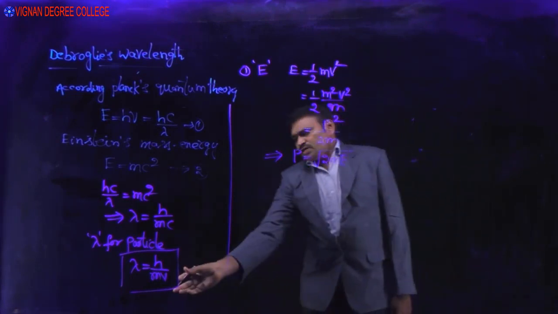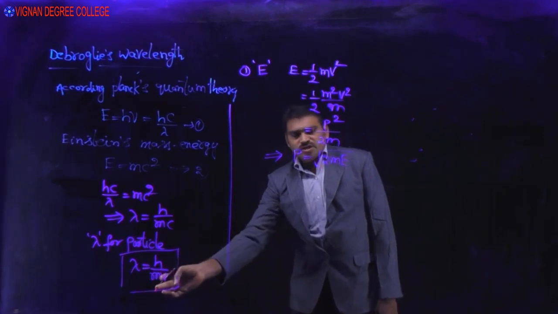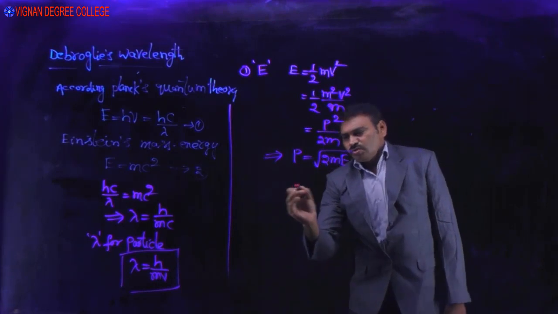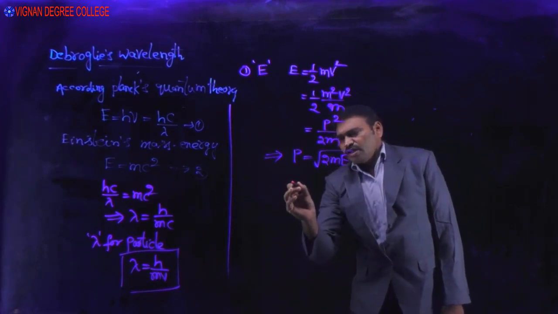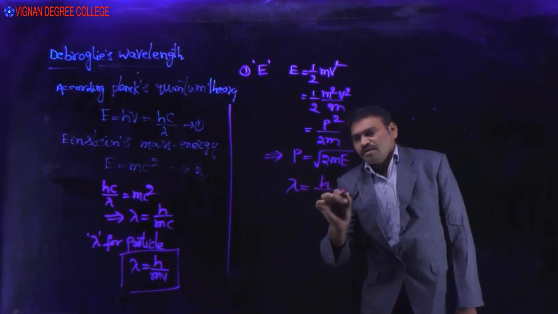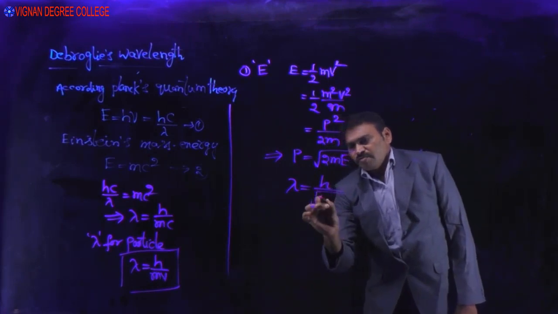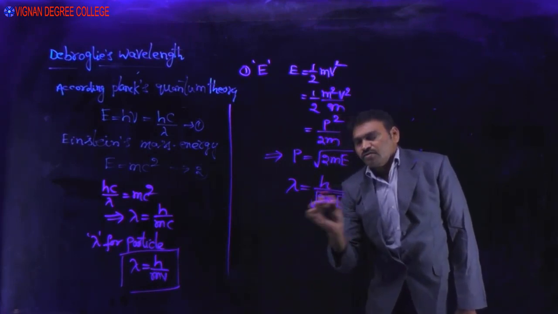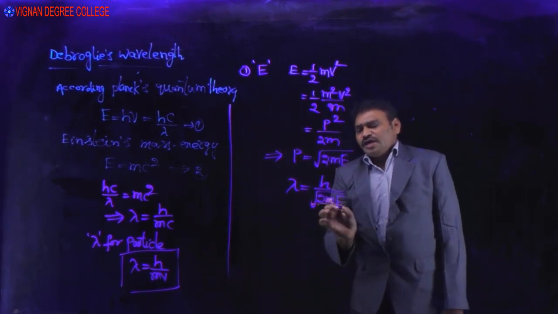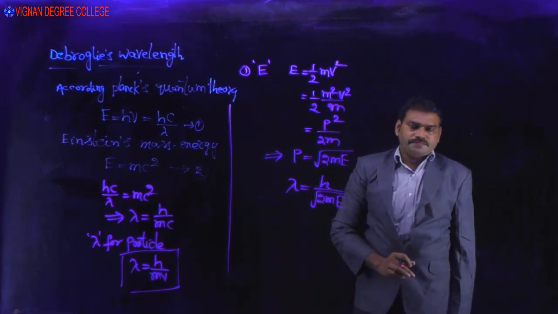Look at the equation. This is lambda is equal to h by mv. Here mv is the momentum. Momentum is denoted by the letter p. So the first form of de Broglie wavelength lambda can be written as h by, in the place of p, mv, write square root of 2mE. This is one form of de Broglie's wavelength. When E is the kinetic energy, then lambda is equal to h by square root of 2mE.